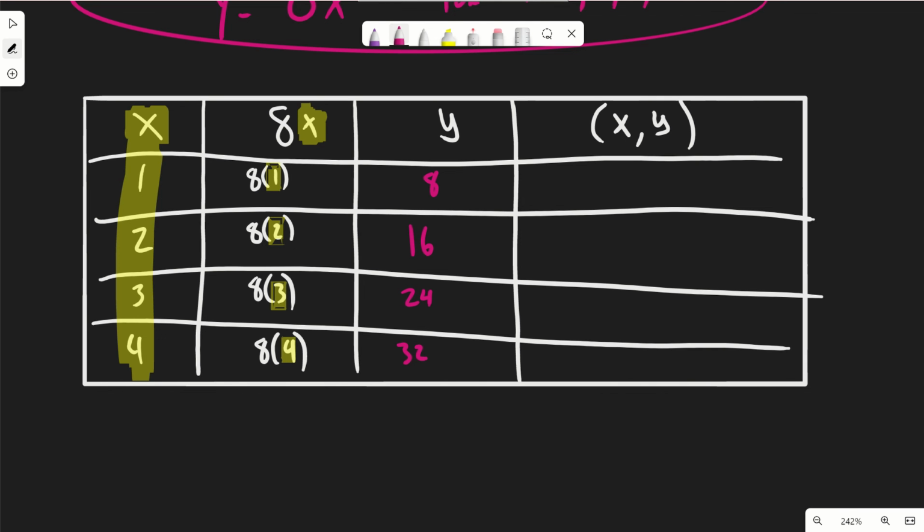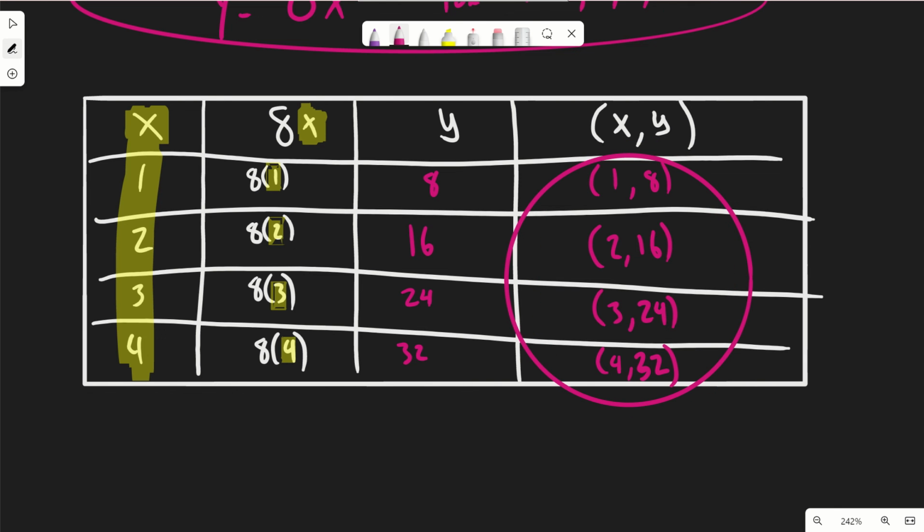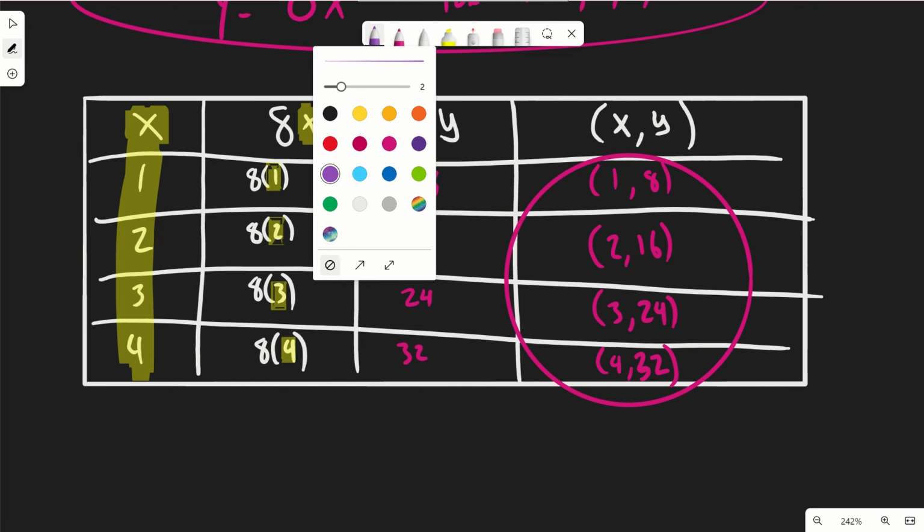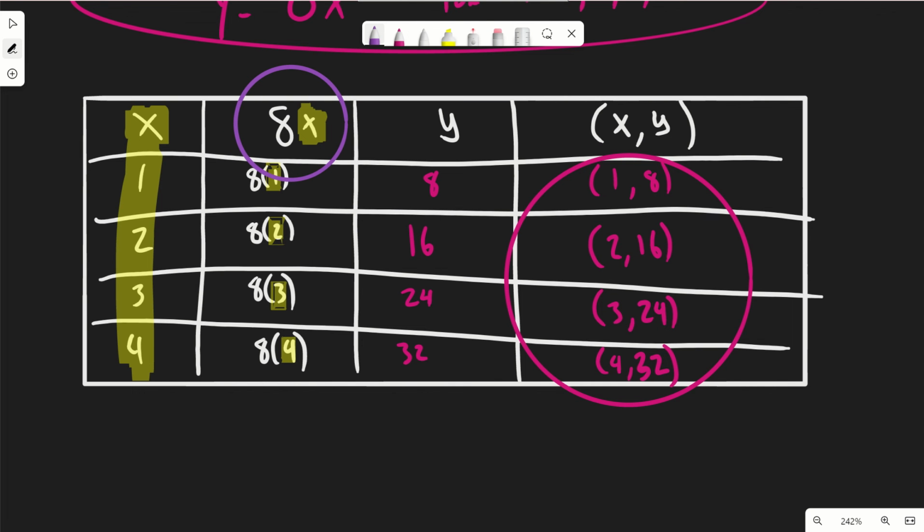And then I'm going to write these as an ordered pair. So my x is still 1. My y is 8. When my x is 2, my y is 16. x is 3, y is 24. x is 4, y is 32. And so this is a list of ordered pairs that come from my equation. So here's my equation. This was my equation, and these are the ordered pair answers that come from my equation.